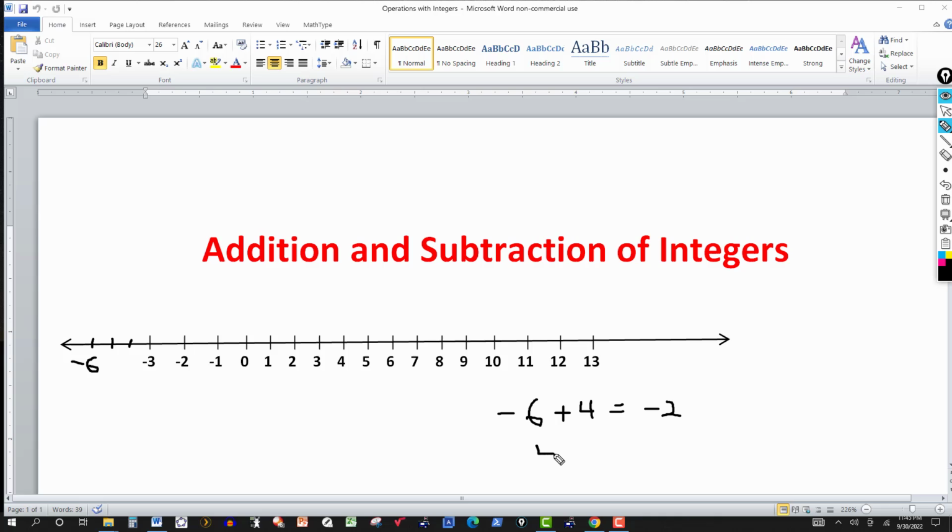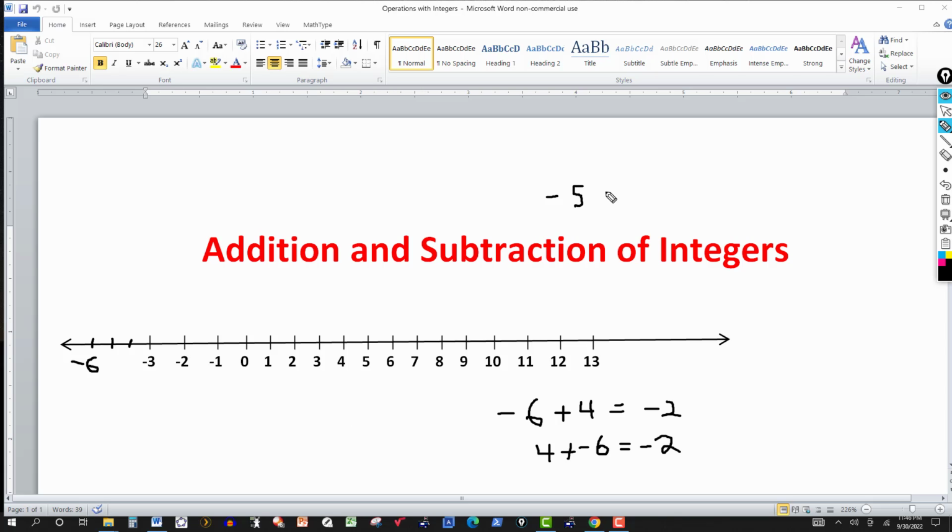Notice if I go the other way and say 4 plus -6. So this time I started at 4, so I put it here, and then I'm adding a -6, so that's going to move me 6 units, because it's negative, to the left. So from 4, I go 1, 2, 3, 4, 5, 6. I land at -2.